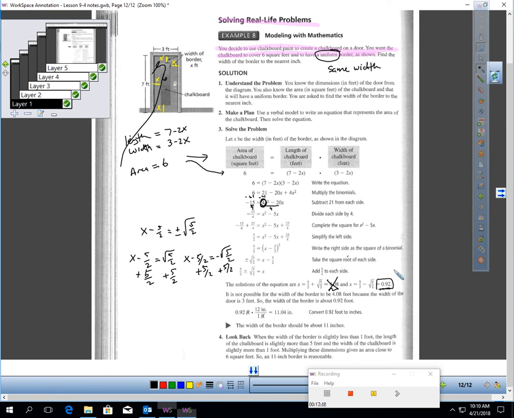This would be correct. The border could be about 9/10 of a foot wide. Now they put a little trick in this problem. You got to be careful. This is the right answer, okay, but they want it in inches. So to convert, take the 0.9, multiply by 12, because there's 12 inches in a foot. The border should be about 11 inches.